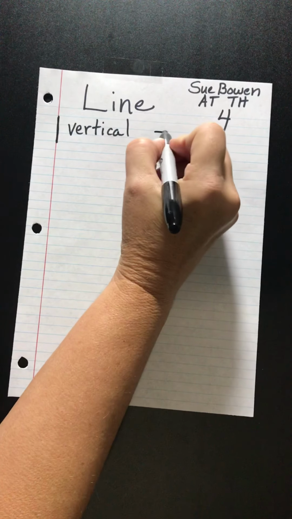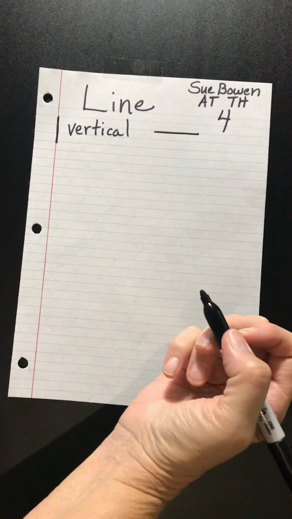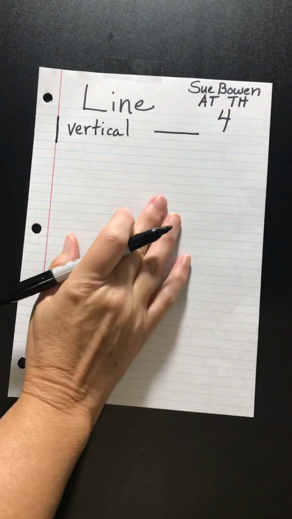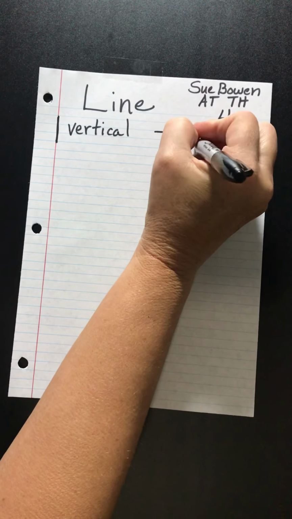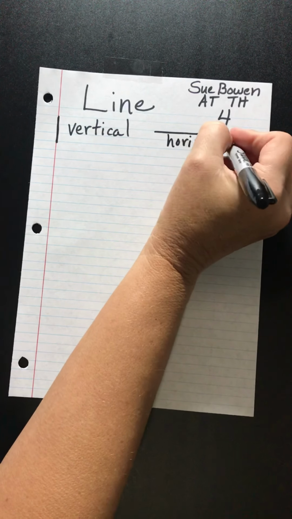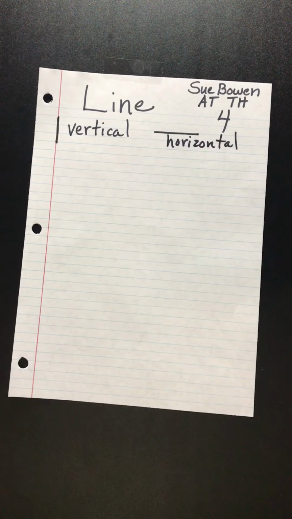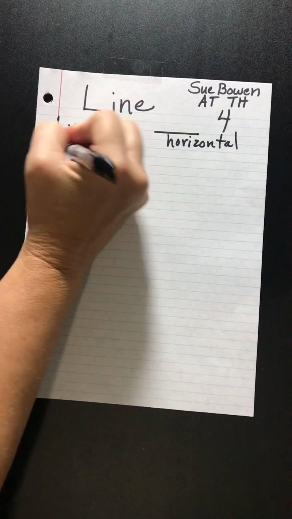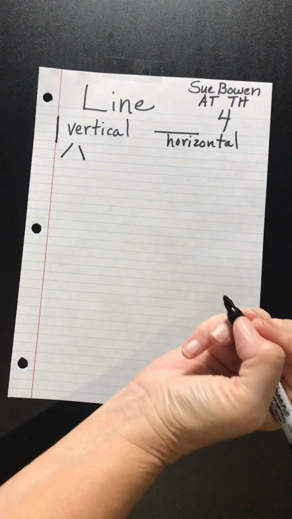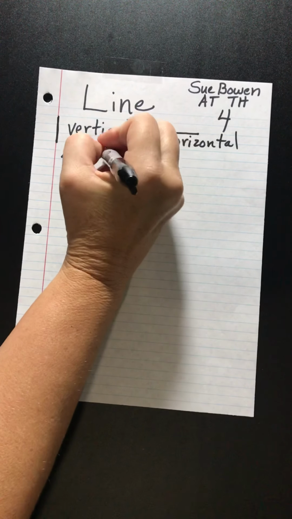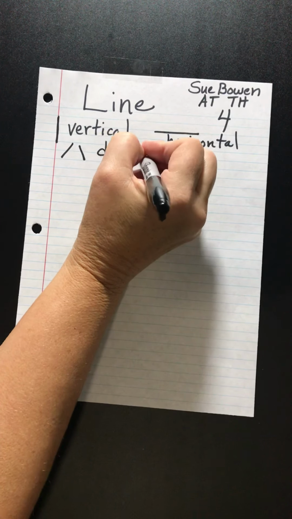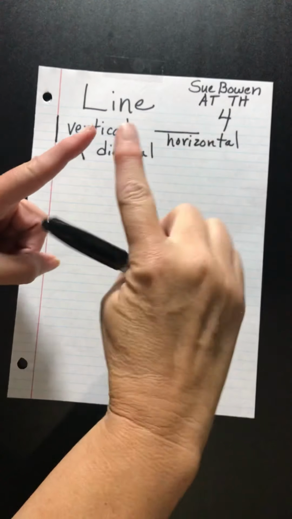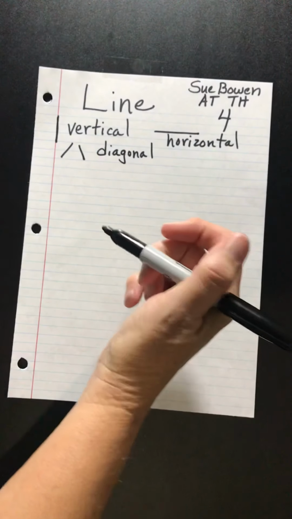The next kind of line goes left to right like that. And you can just copy the little blue line on your paper and make it nice and straight. And that is a horizontal line. Okay, then we've got our diagonal lines. We talked about those the other day when we drew our cityscape. We made the pitch of the roof on the buildings. We made it like a pyramid on the top.